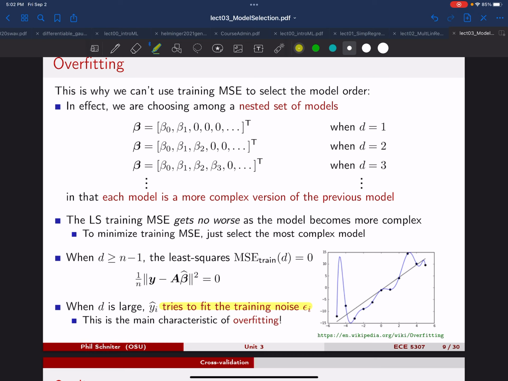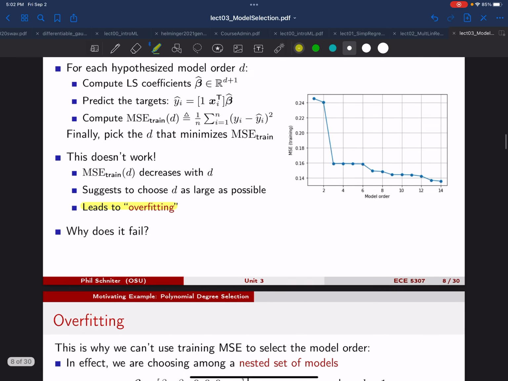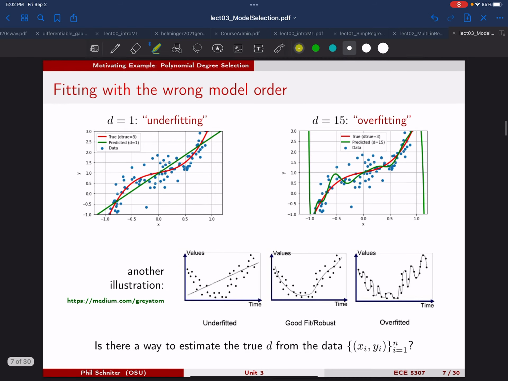Okay, any questions so far? Yeah. When you clean your data, when you try to filter out the noise before training? Yeah, unfortunately, that's really hard to do.